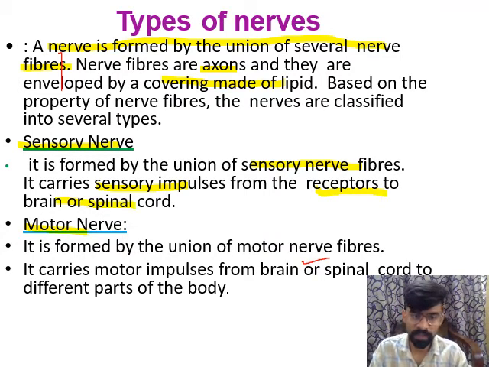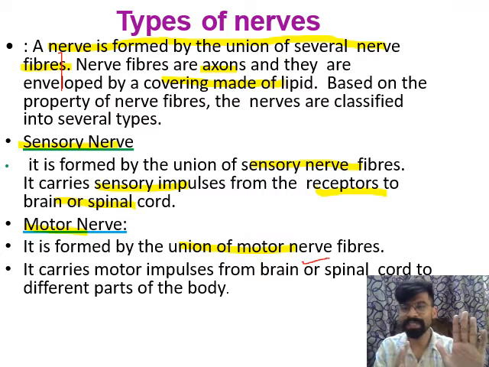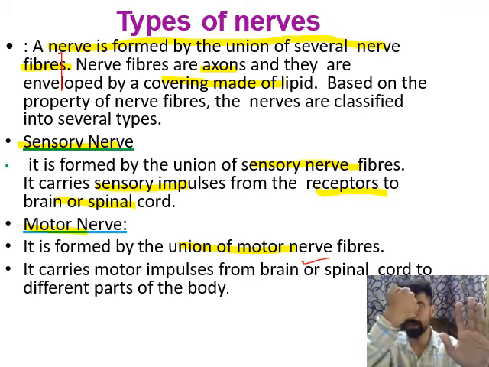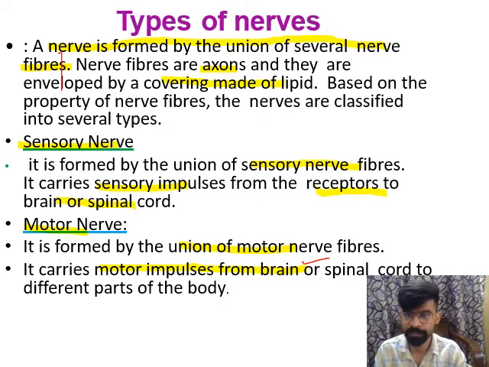Next is the motor nerve. A motor nerve is formed by the union of motor nerve fibers, and these work just opposite to sensory. Sensory brings the message from the receptor towards the brain, but the motor nerve will take the message from the brain towards different body parts. As mentioned clearly in the second point, the motor nerve carries motor impulses from the brain to different parts of the body.